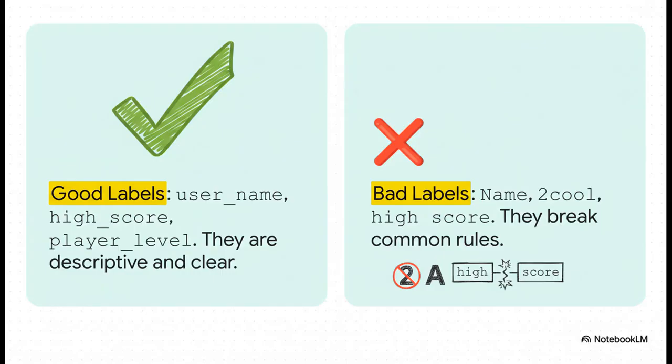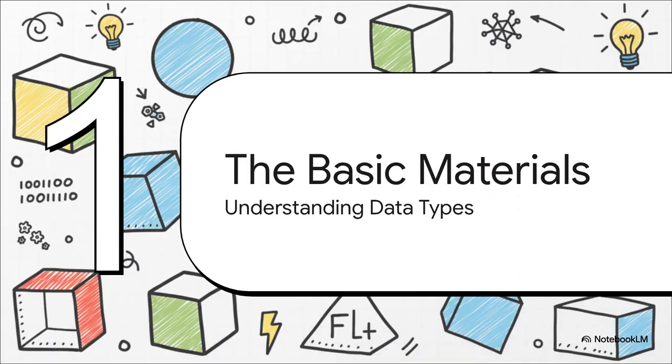Here are some super clear do's and don'ts. Good labels are descriptive, and they usually follow certain rules, like using an underscore to separate words. Bad labels, well, they just break the rules. For example, you can't start a variable name with a number, and you can't have spaces in it. Being precise here is going to save you so many headaches down the road. Trust me.